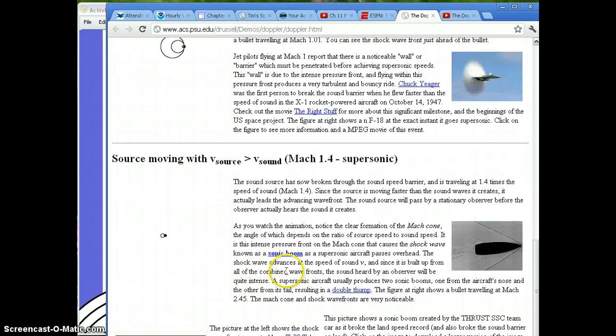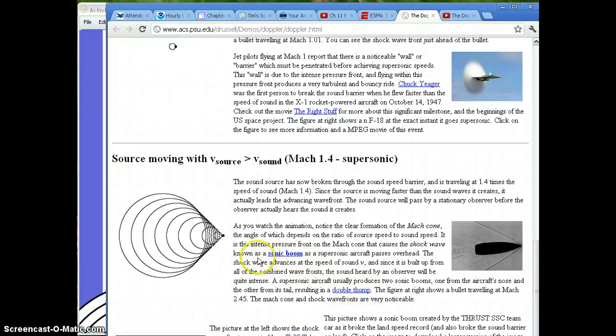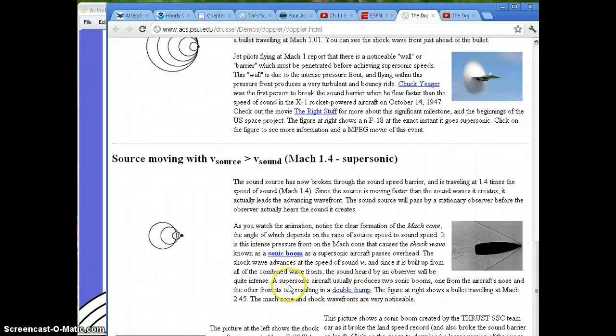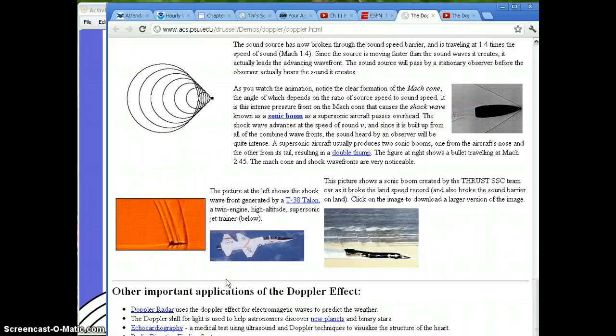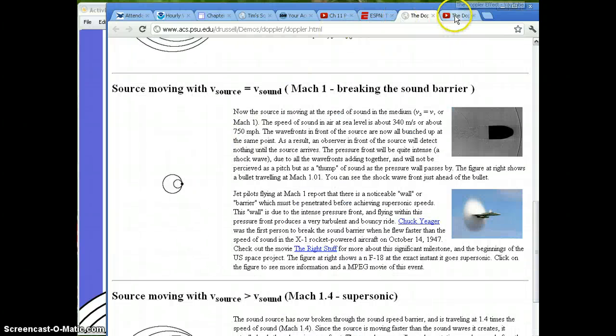Okay. And of course, if you're going supersonic, you're way ahead of it. This sonic boom, as you hear, is all the wavefronts crashing down on you at once because they're so compressed. It's very loud. All right. It's neat stuff to investigate if you're interested in it.